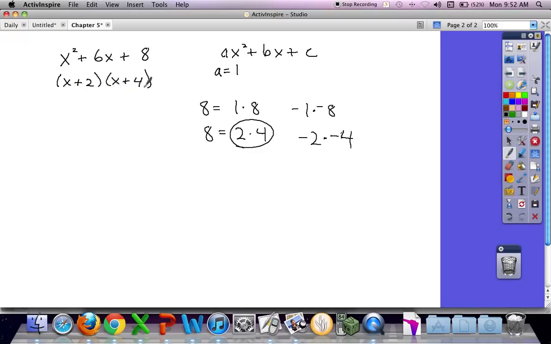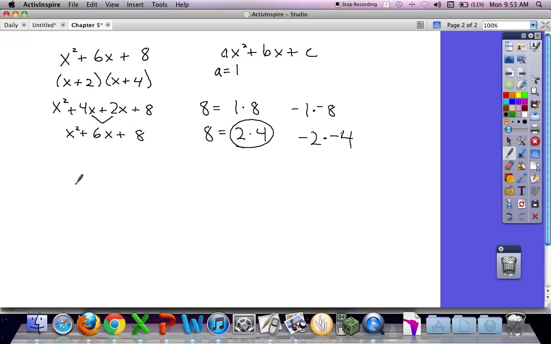Now, it's probably a useful exercise at that point to FOIL these two and see that you get what you started with. So remember FOIL. The first is x times x, x squared. Then outer, x times 4 is 4x. Inner, x times 2 is 2x. And last, 2 times 4 is 8. These two are like terms, 6x. So this is x squared plus 6x plus 8.